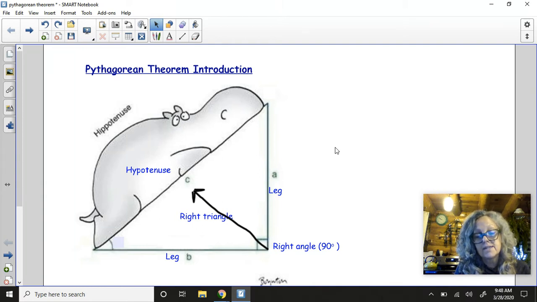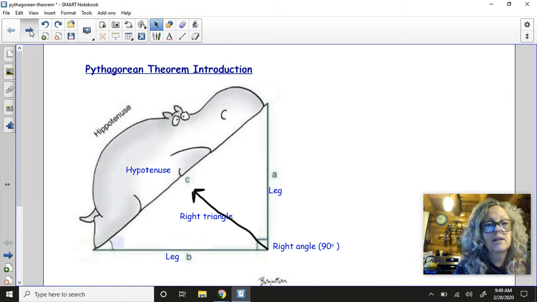You've got your two legs that are adjacent to your right angle, and you've got your hypotenuse. Your hypotenuse, important to know, is always, always, always, without exception, the longest side. You need to remember that. The hypotenuse, or C, is always the longest side.